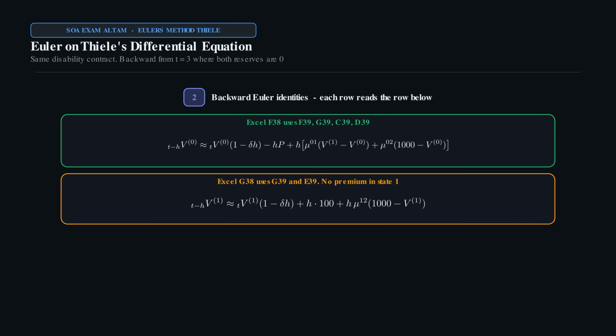Disabled reserve has no premium. It adds the annuity 100 times H and the death jump from disabled. Excel writes this as a backward fill. It is not circular. F38 looks at F39, not at itself.